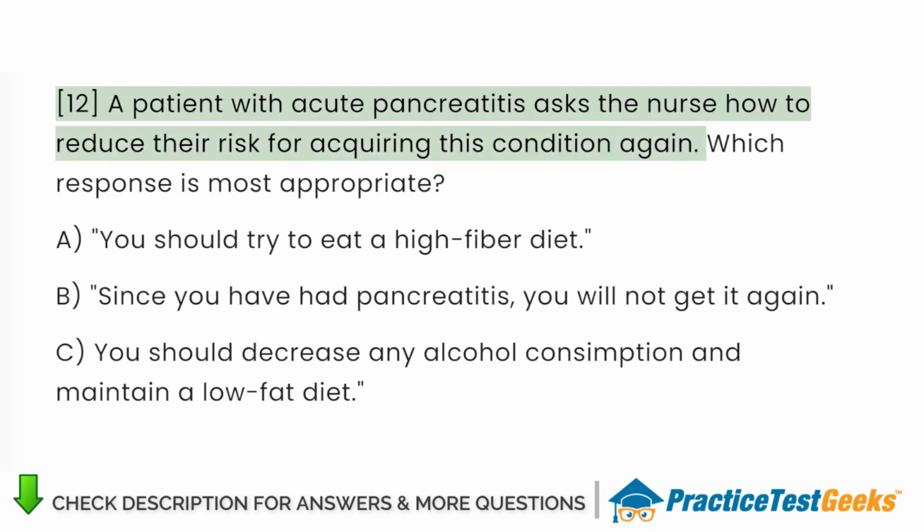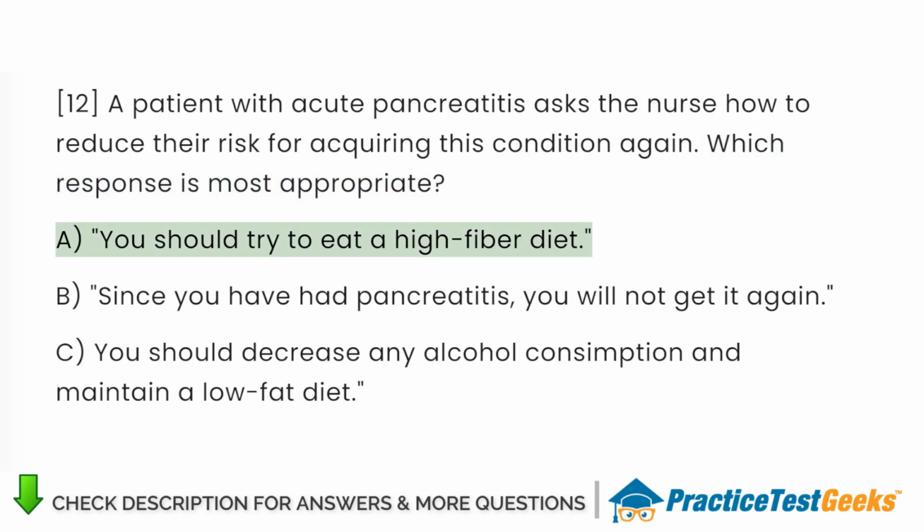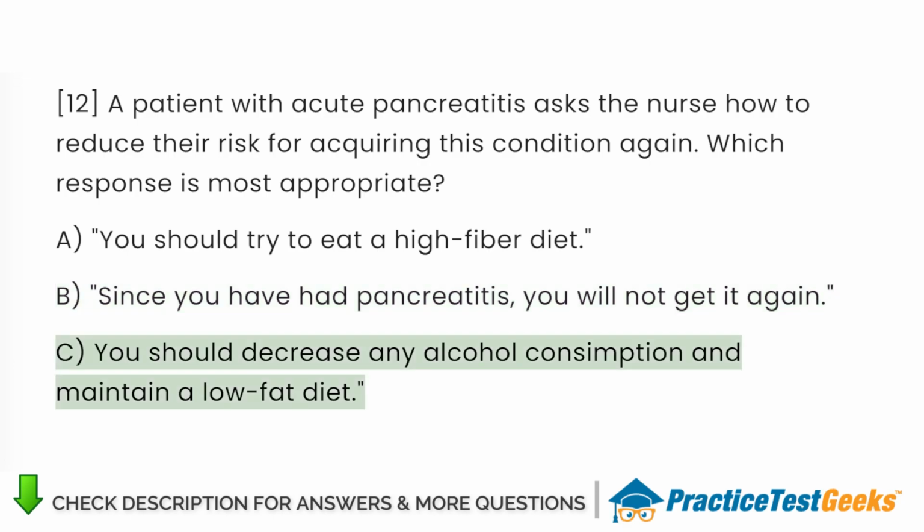A patient with acute pancreatitis asks the nurse how to reduce their risk for acquiring this condition again. Which response is most appropriate? A. You should try to eat a high-fiber diet. B. Since you have had pancreatitis, you will not get it again. C. You should decrease any alcohol consumption and maintain a low-fat diet.